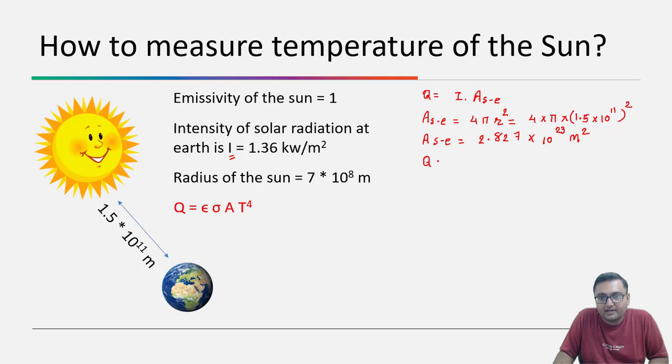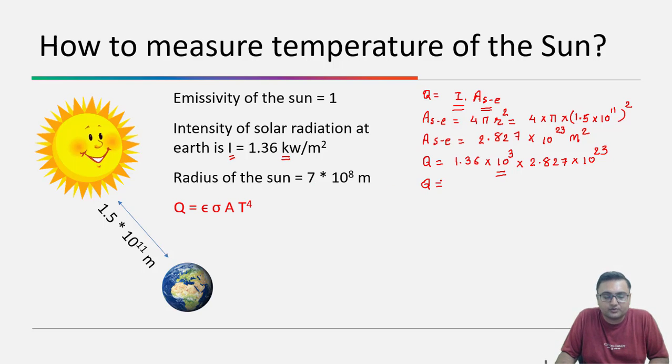And ultimately the value of Q will be 1.36 I into the area A, which is nothing but 2.827 into 10 raised to 23. So multiplying it with 1.36, which is in kilowatt, we need to convert it into watt. So it is 1.36 multiplied by 10 raised to 3 multiplied by 2.827 multiplied by 10 raised to 23. Why am I putting 10 raised to 3 here? Because we want to convert kilowatt into watt.